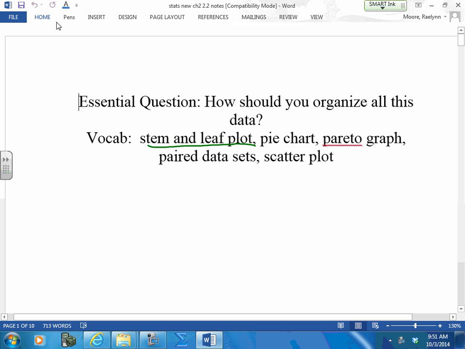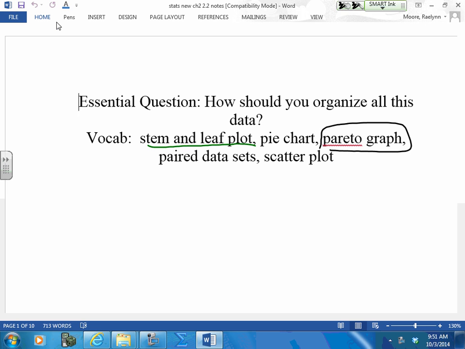Remember stem and leaf? You know that little T? Probably like 8th grade. A pie chart with the percentages. You even looked at angles in your pie charts in geometry. A Pareto chart, this will be good, this will be new to you.